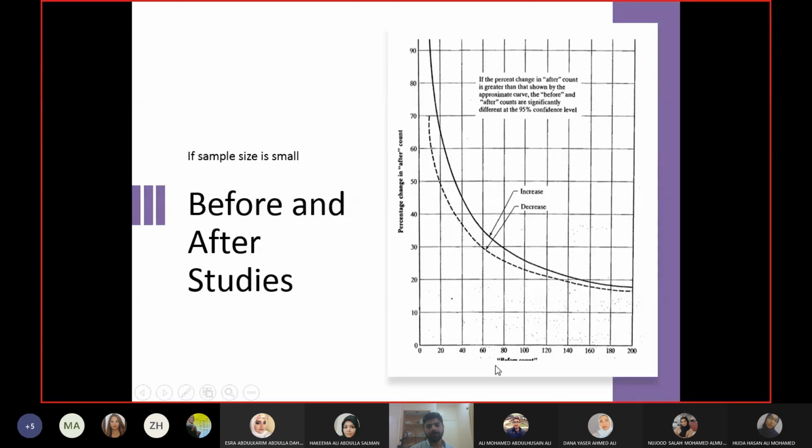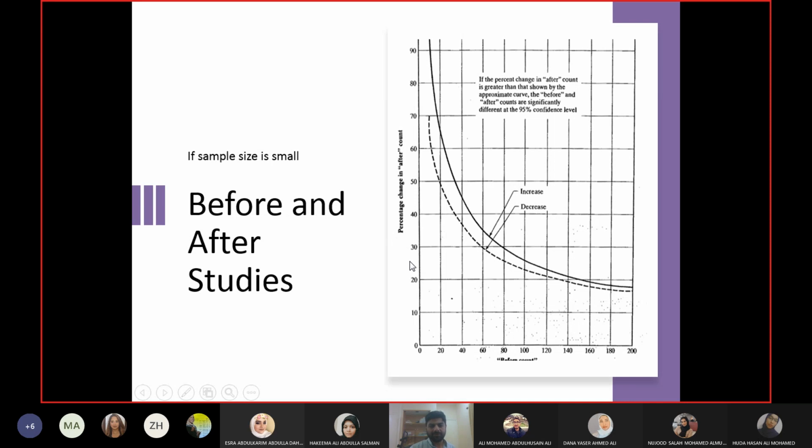Now, what is this graph showing? On the x-axis, you have the before count, FB, the crash rate before the countermeasure. On the y-axis, you have the percentage change achieved after the countermeasure compared to the before. That is, how much percentage change you achieved in the crash rate after compared to the crash rate before.